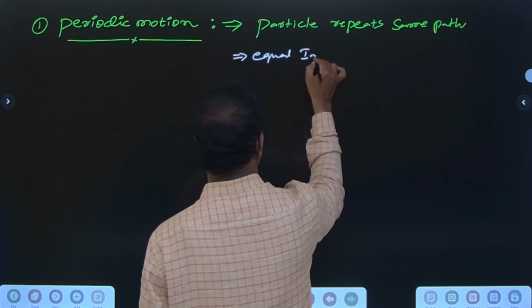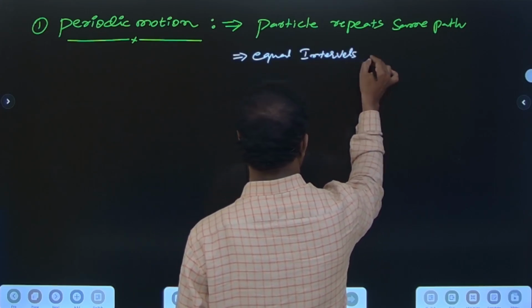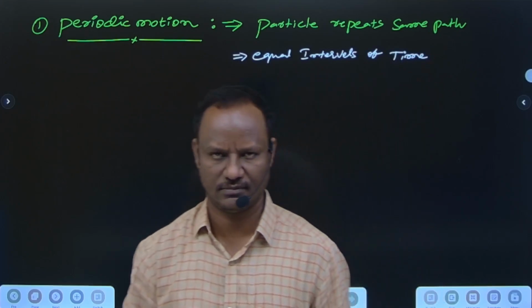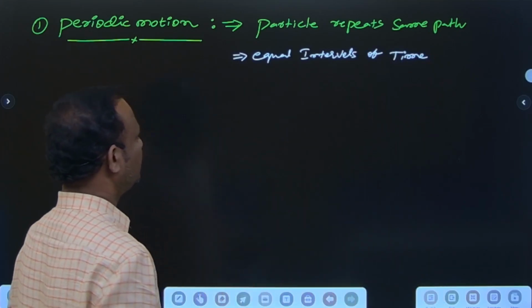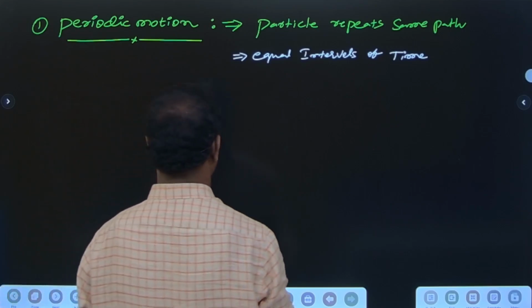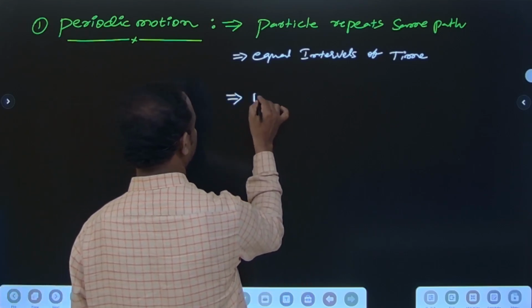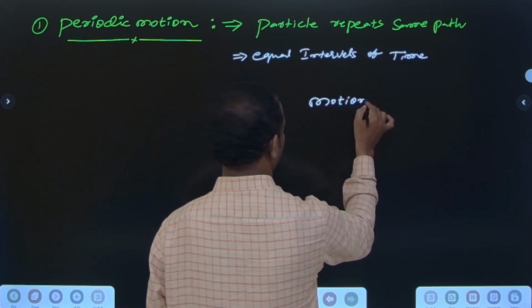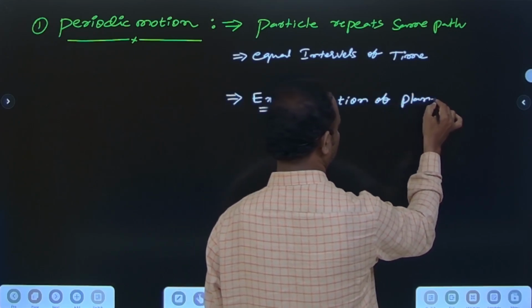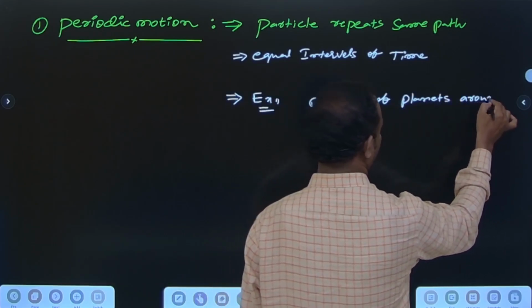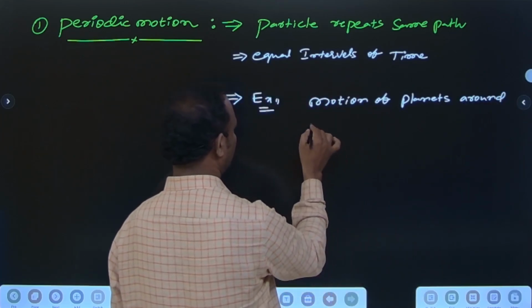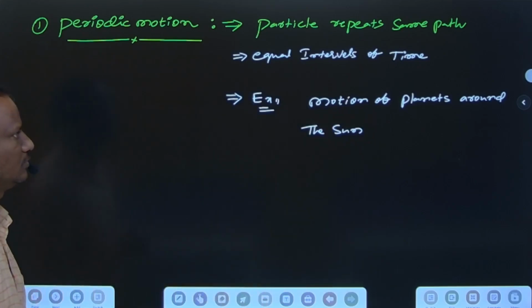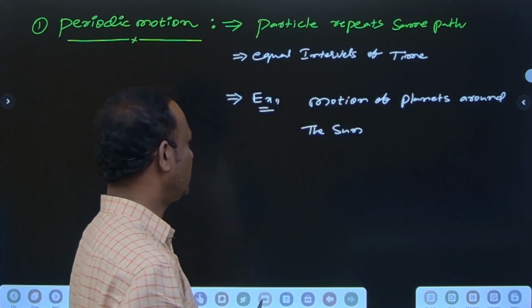The time interval is the same. It repeats along the same path in equal intervals of time. So what is an example for this? The example is motion of planets around the sun. Motion of planets around the sun is periodic motion.